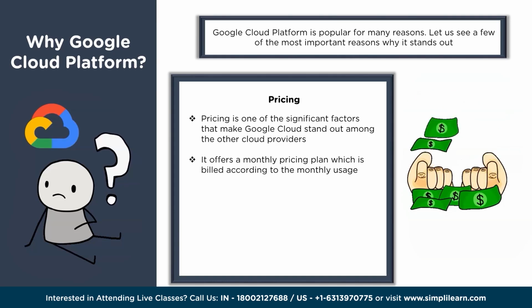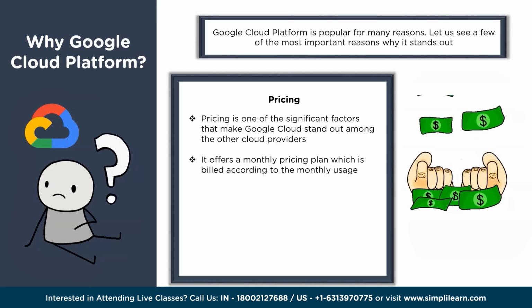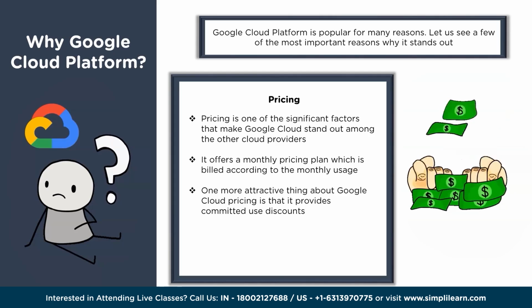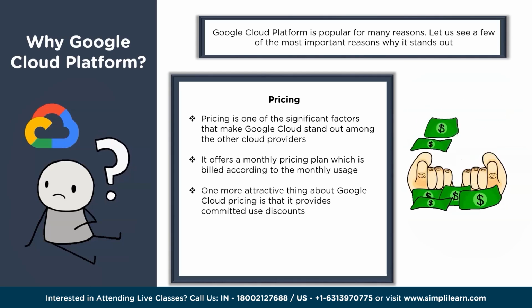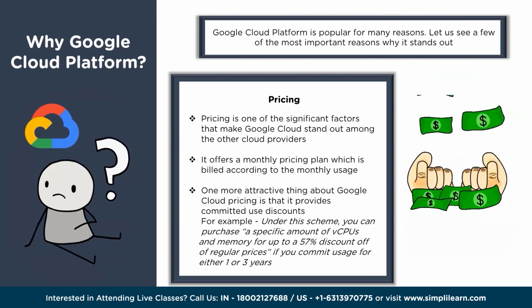So Google Cloud really has various pricing options which help customers in their different requirements, whether they go for any of the service models such as infrastructure as a service, platform as a service, or even software as a service. One more attractive thing about Google Cloud pricing is that it provides committed use discounts. For example, under this scheme, you can purchase a specific amount of virtual CPU cores and memory for up to 57% discount off regular prices if you commit usage for either 1 or 3 years.